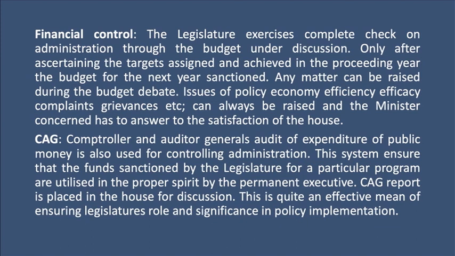Now the Comptroller and Auditor General, the CAG, audits the expenditure of public money and is also used for controlling administration. This system ensures that the funds sanctioned by the legislature for a particular program are utilized in the proper spirit by the permanent executive. The CAG report is placed in both the houses for discussion. This is quite an effective means of ensuring the legislature's role and significance in policy implementation.